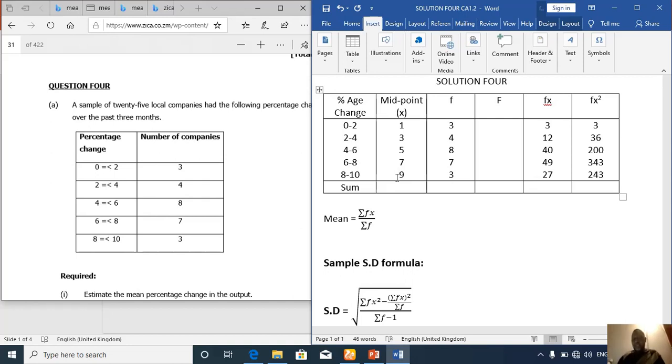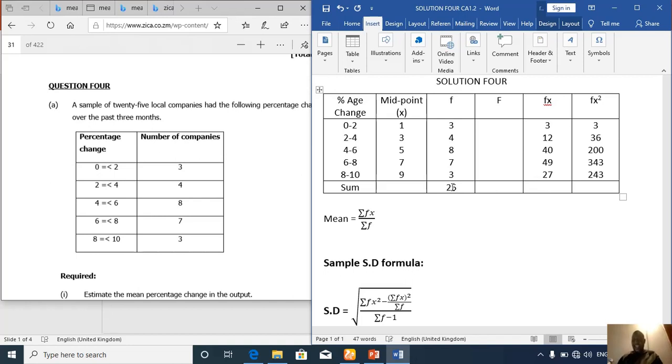So the next thing you need to do here is to get the summations. In our formulas, we need the summation of f. So summation of f, we add up all the f values, 3 plus 4 plus 8 plus 7 plus 3. The total there, the sum, is going to be 25. So summation of f is 25.